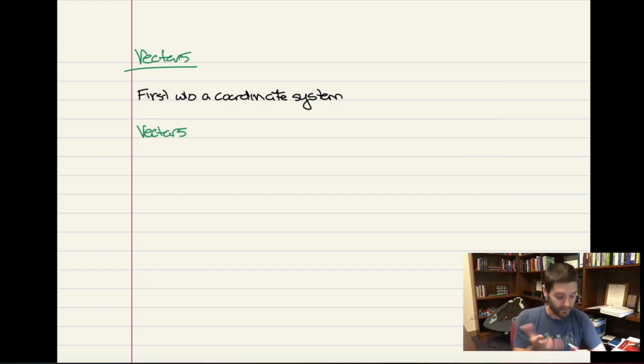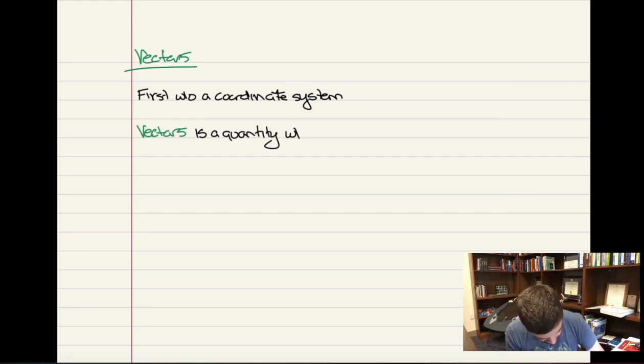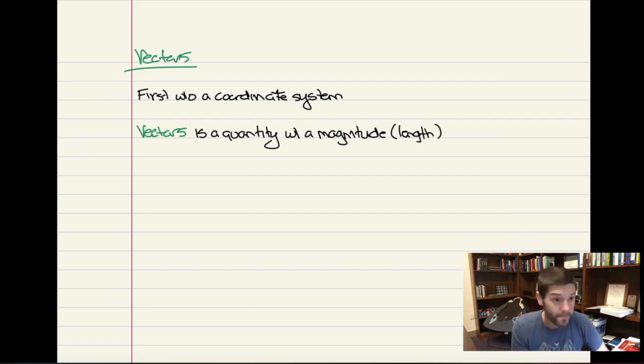That is actually part of a more general idea. So vectors, if I wanted to put down a definition for vector, I would say a vector is a quantity with a magnitude, I'll put in parentheses, that just means with a length, with a size, and a direction.